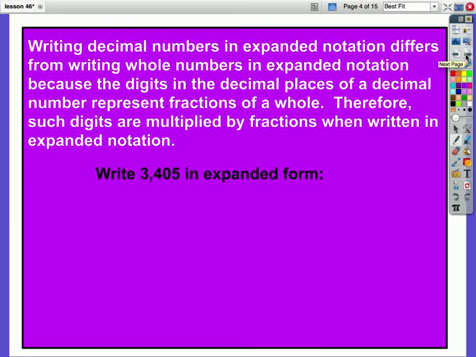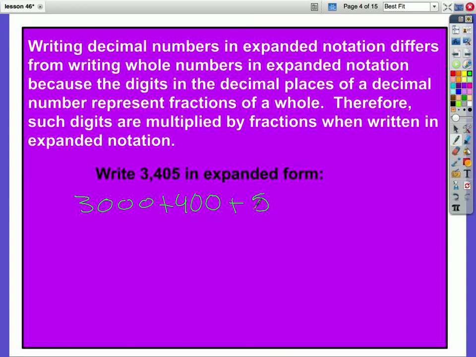Okay, so writing decimal numbers in expanded notation differs from writing whole numbers because the digits in the decimal places of a decimal number represent fractions of a whole. Therefore, they are multiplied by fractions and written in expanded notation. Basically, what we're saying here, remember, in expanded notation, we can write 3,000 plus 400 plus 5. Okay, that's the regular number.